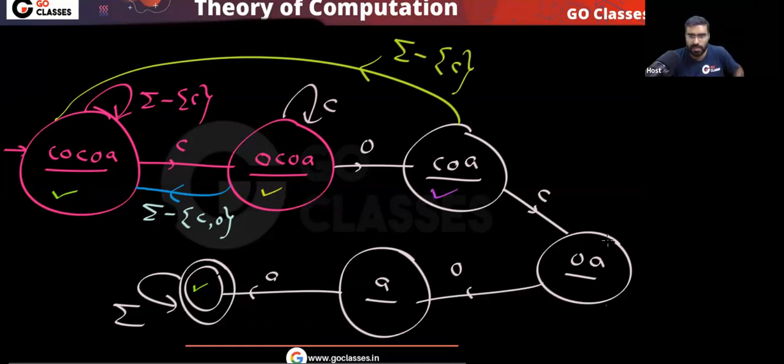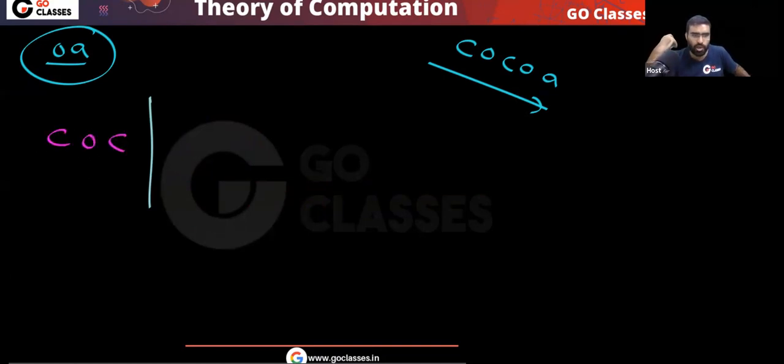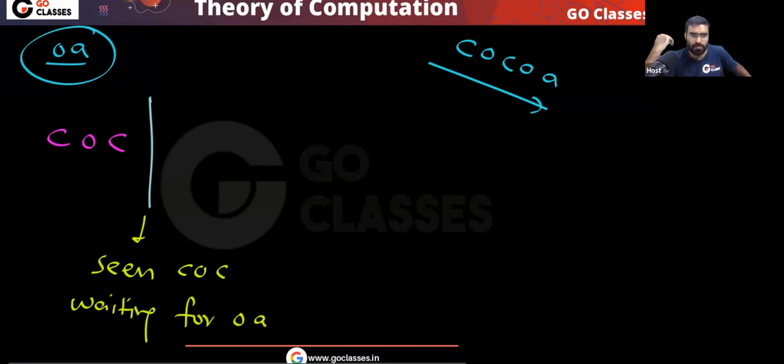What about this state? Tell me, what about this state? Now let's see this one. You are waiting for OA. Remember, this is the original thing you want. You have already seen COC. Now you are waiting for OA. This is what you are doing.